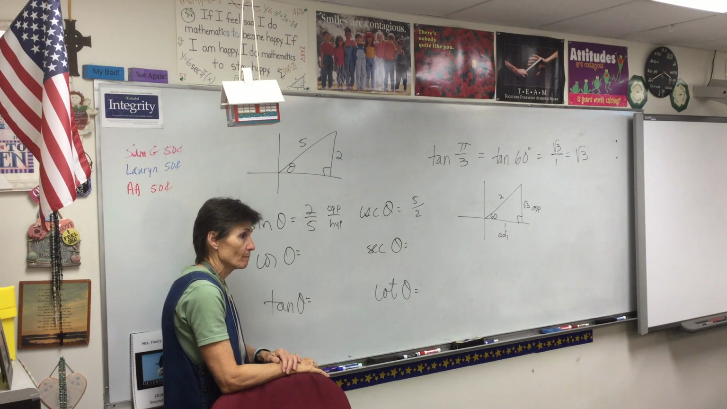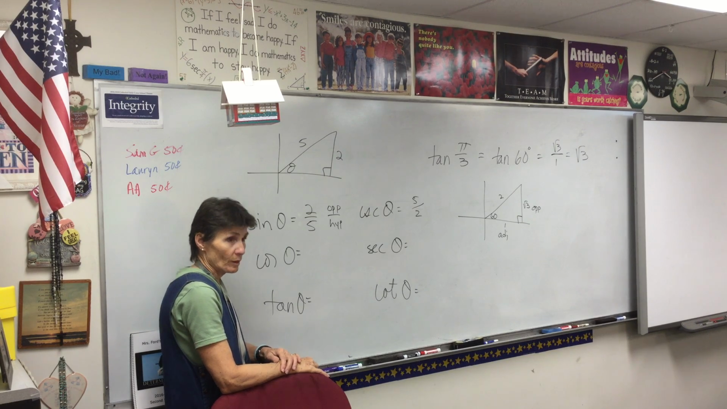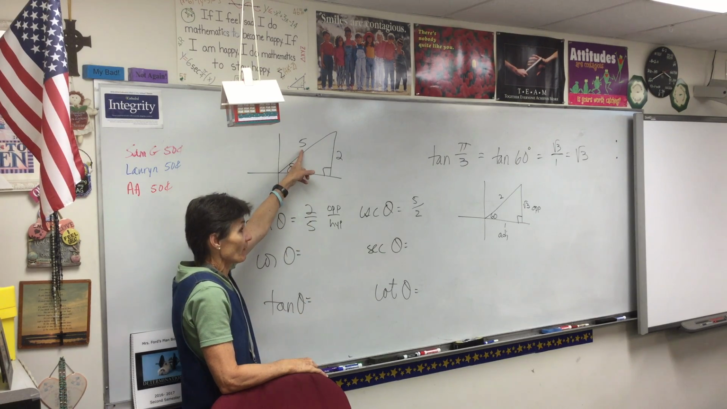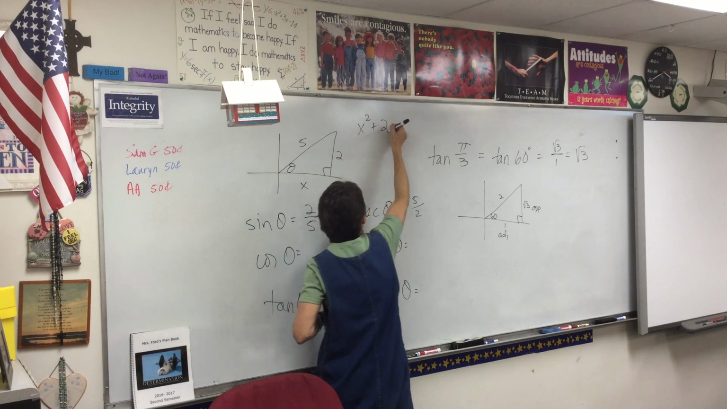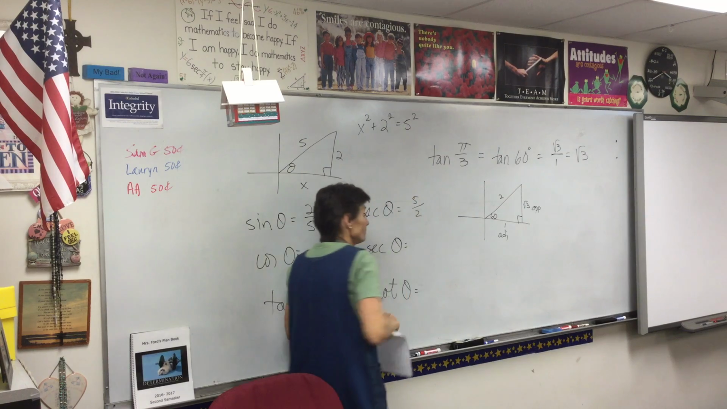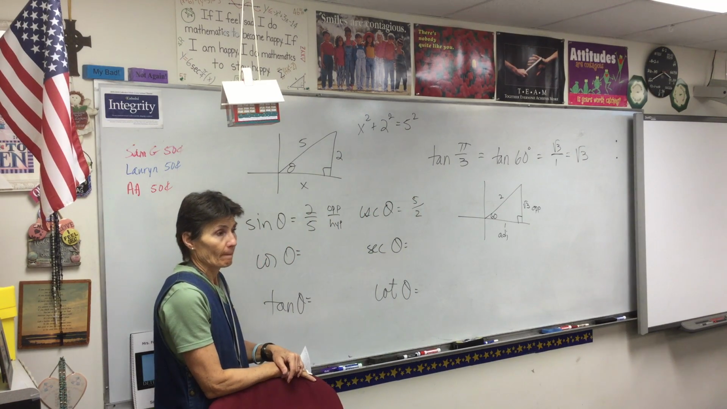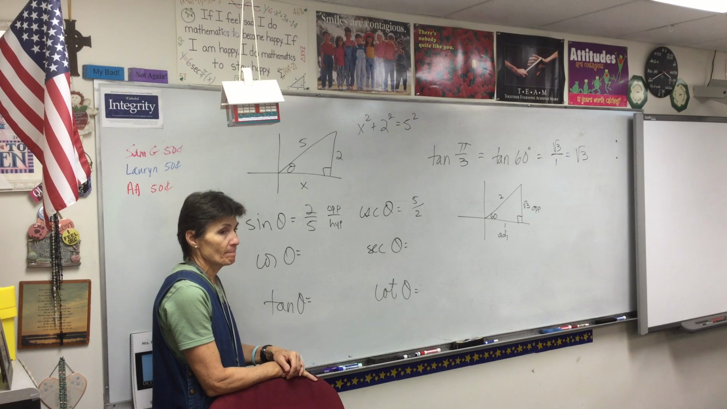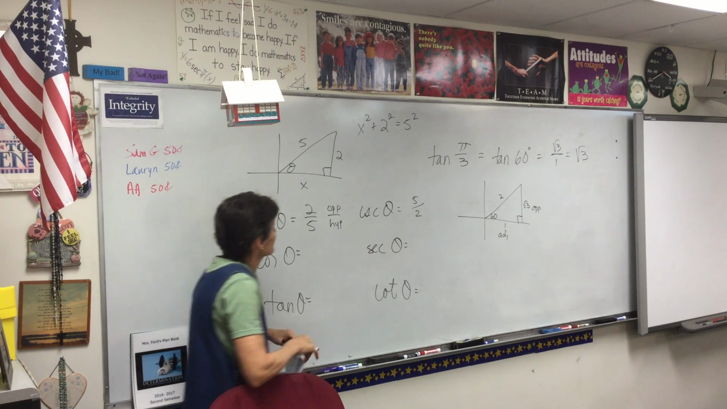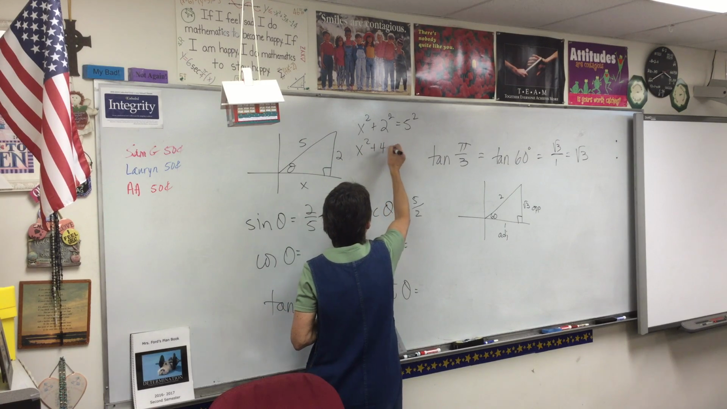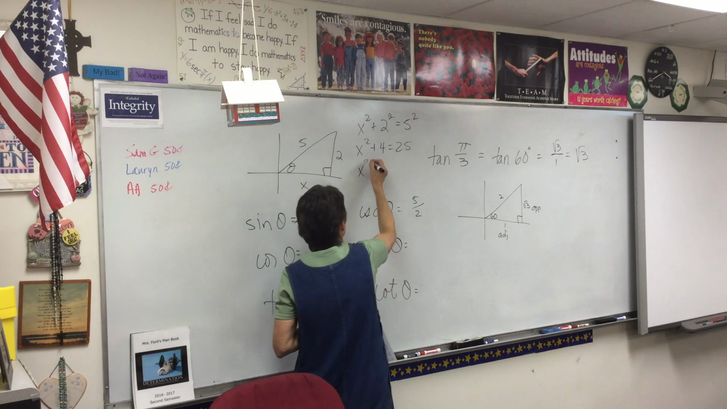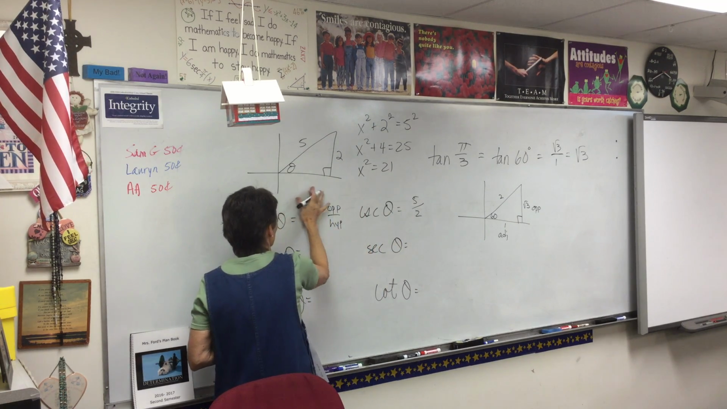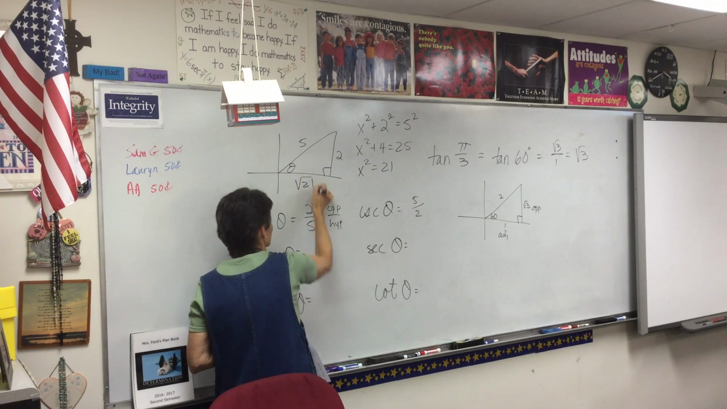So what do I do now? A squared plus b squared equals c squared. We call it the Pythagorean Theorem. And c squared will be 5 squared. So I'm going to say x squared plus 2 squared equals 5 squared. Is that right? And so x squared plus 4 equals 25. X squared equals 21. And what does x equal then? Root 21.